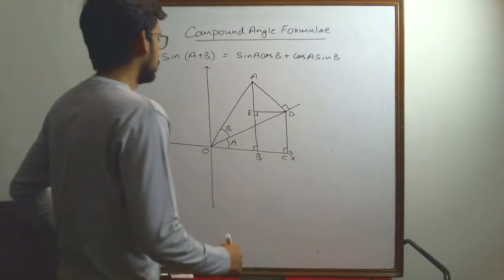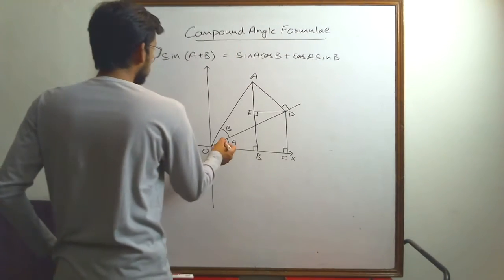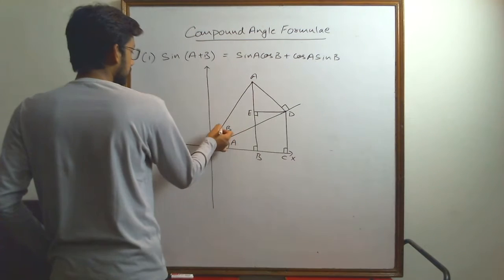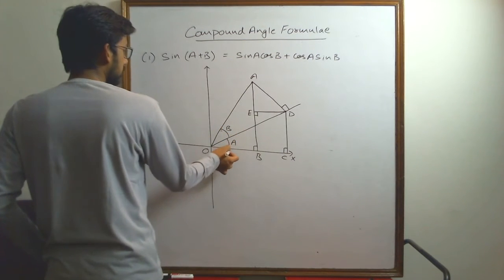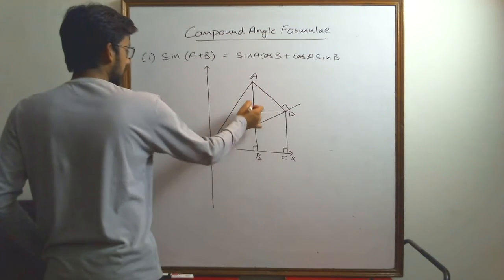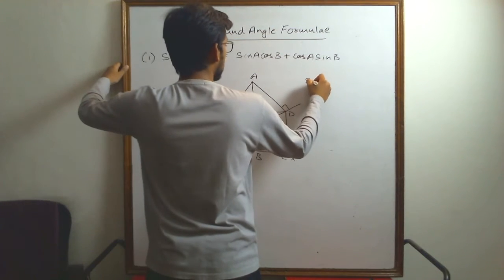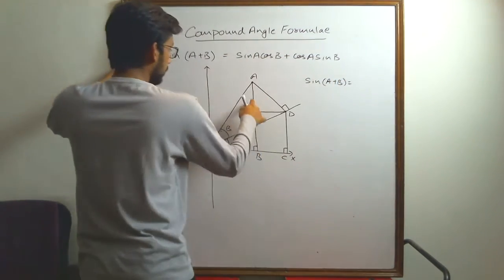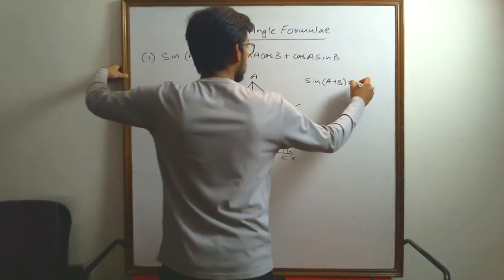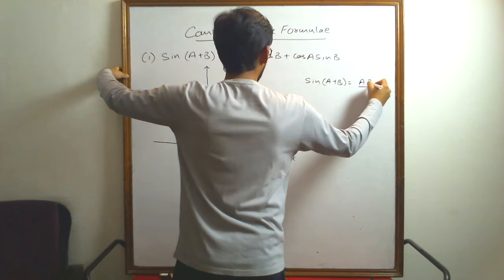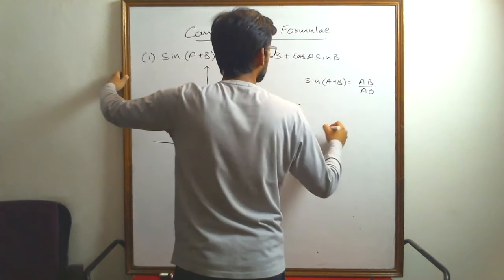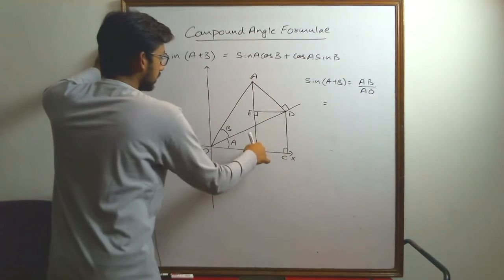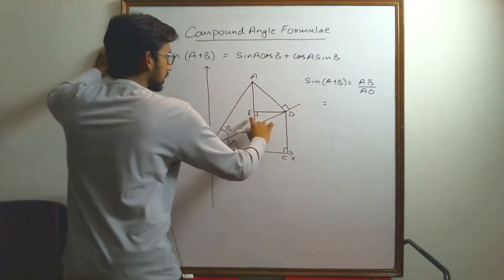Alright, now let's look at what sine A plus B will be first. Sine A plus B. Now A plus B is this complete angle. So in this triangle AOB, sine A plus B is equal to opposite upon hypotenuse. So this is AB upon AO. Now AB can be written as AE plus EB.